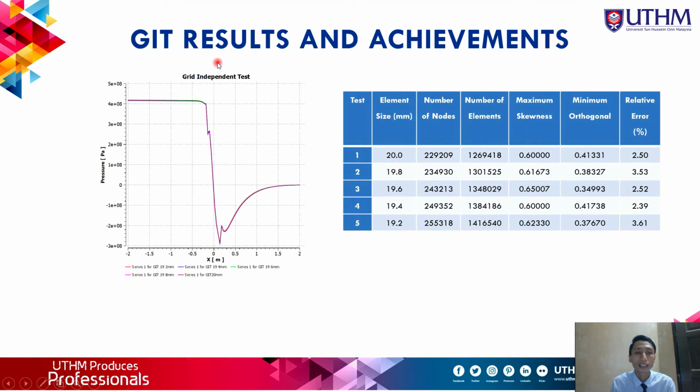So here is the result. The graph has reached the stagnant and constant shape. For the test, we chose this one because it has the least relative error, which is 2.39%, and it also achieved the criteria of less than 5% relative error.